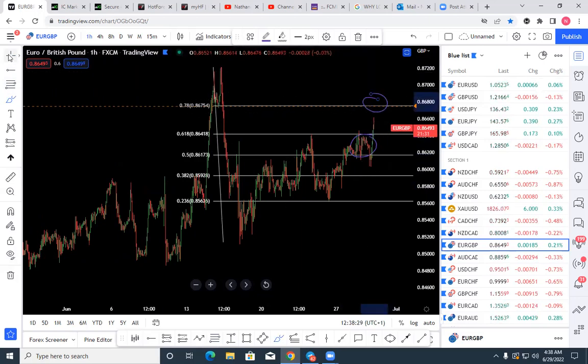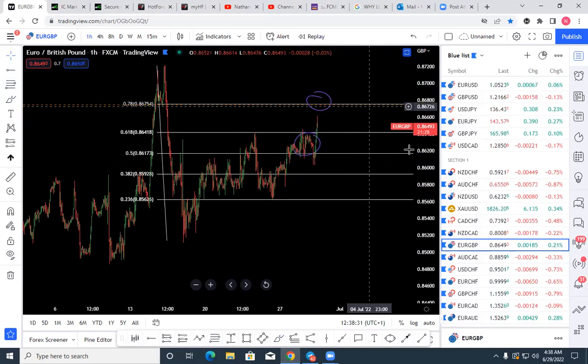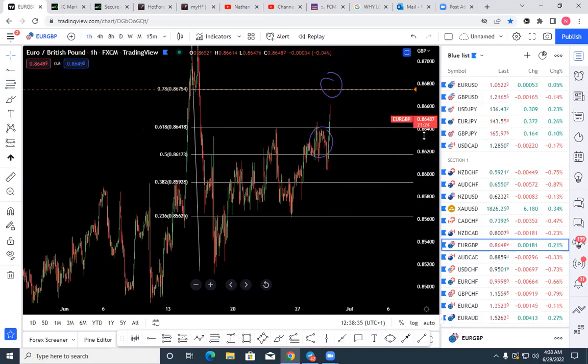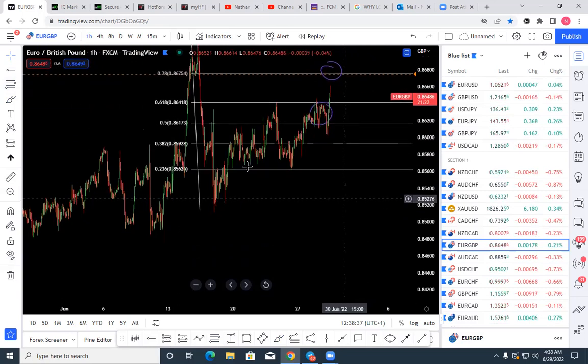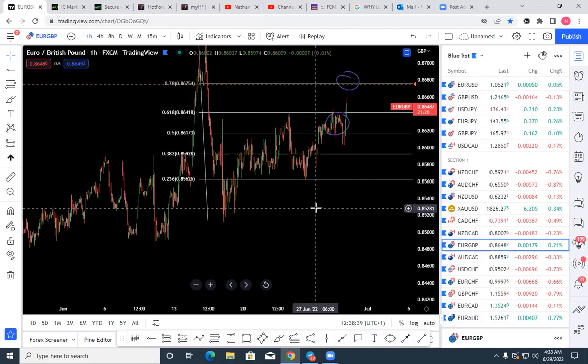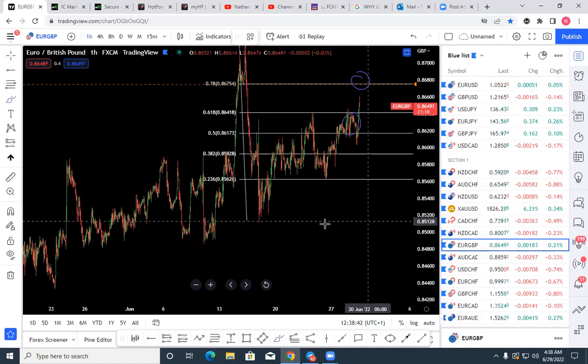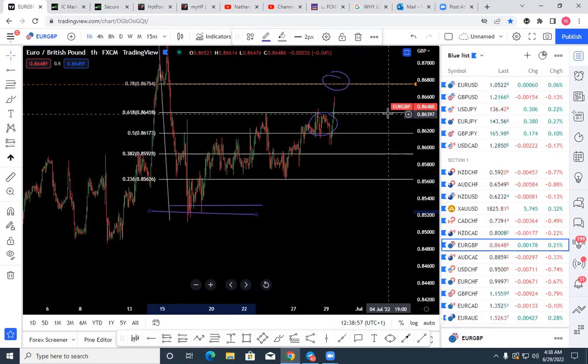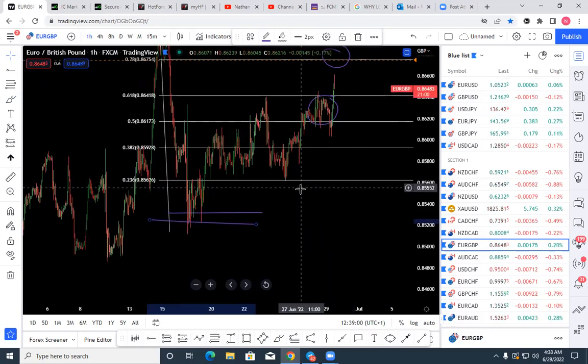Why do I project that this market will get to 78? And if I miss this trade, I'm not going to be happy, because I've been waiting for it right from when it was here. I said this market is coming back to the upside here, and here we're going to take it together to the downside. So why am I suggesting that it will get to about 0.8680?